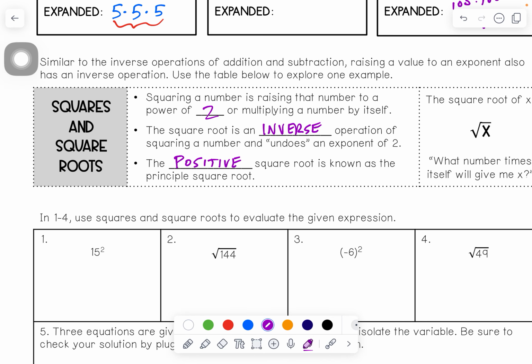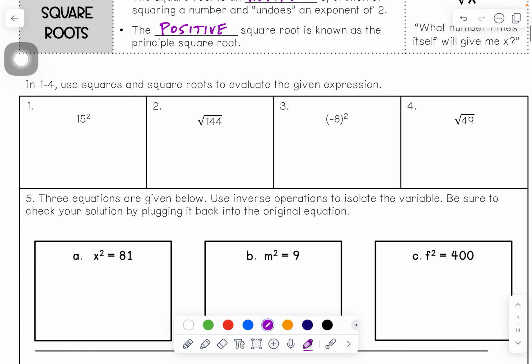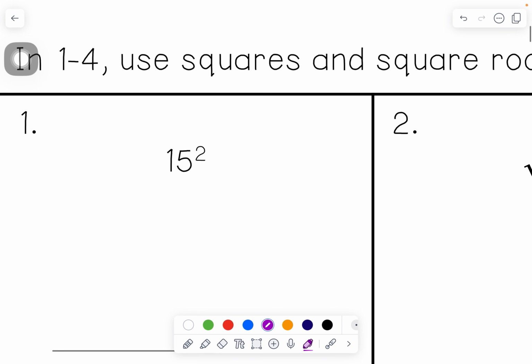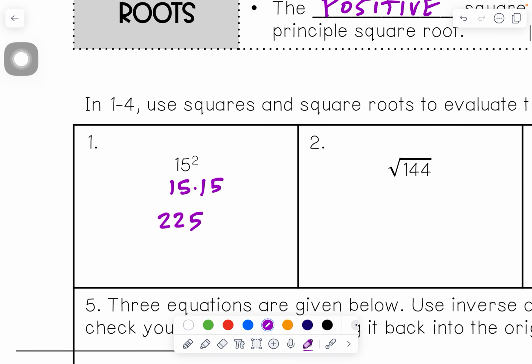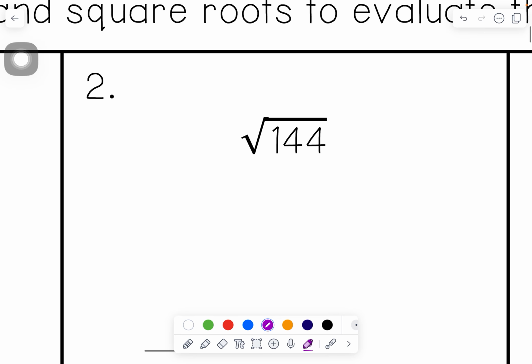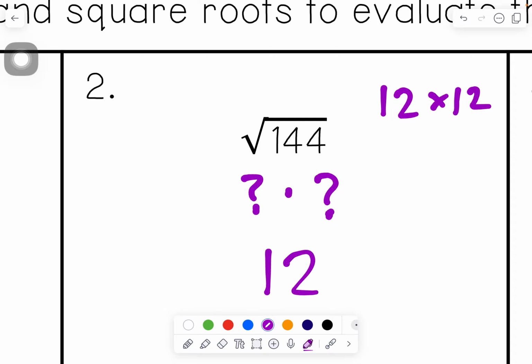Here are a couple of expressions to evaluate using squares or square roots. Obviously, you can always use your calculator, but I'm going to encourage you to do things by hand as much as you can. So 15 squared is actually 15 times 15, and that equals 225. Next up we have the square root of 144. What I'm trying to think to myself is what number times itself would give me 144. In this particular case, that would be 12 times 12. So the square root of 144 is 12.